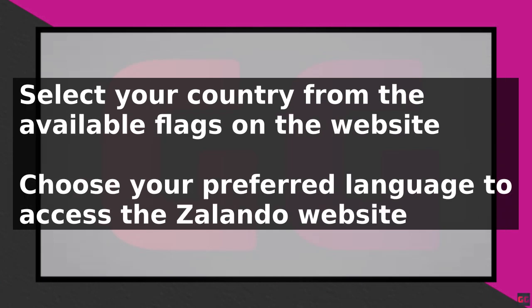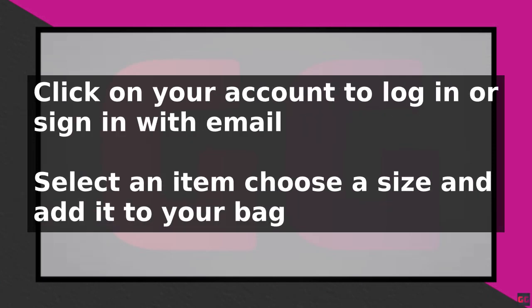Once you've selected your country, you'll have access to the Zalando website. The website is divided into sections such as women, kids, and your account. Click on Your Account to log in or sign in using your email and password. After signing in, select an item, choose a size, and add it to your bag.